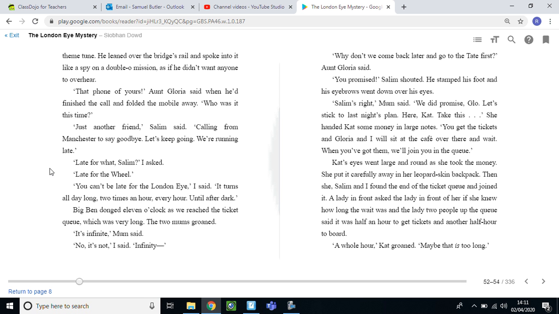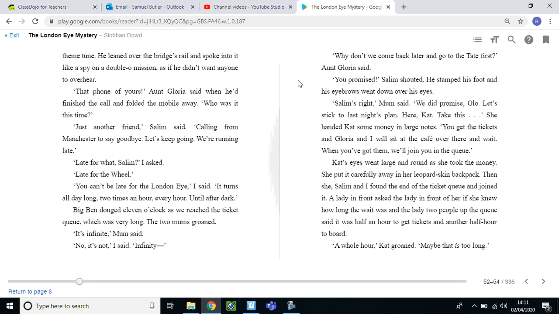"Late for what, Salim?" I asked. "Late for the wheel." "You can't be late for the London Eye," I said. "It turns all day long, 2 times an hour, every hour, until after dark." Big Ben donged 11 o'clock as we reached the ticket queue, which was very long. The two mums groaned. "It's infinite," Mum said. "No, it's not," I said. "Infinity? Why don't we come back later and go to the tape first," Aunt Gloria said.